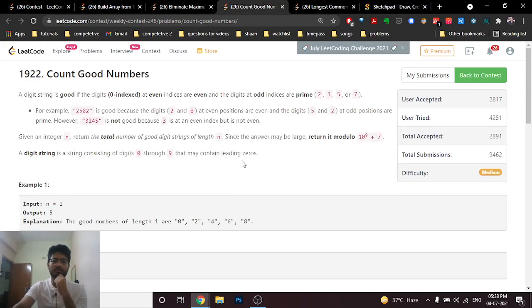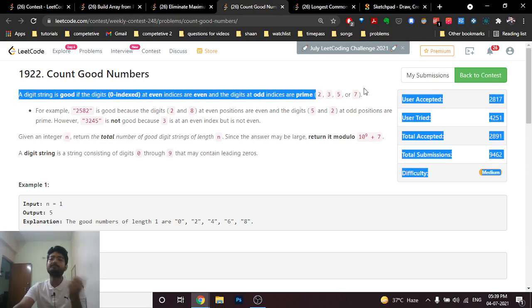The third problem is not too difficult. You just have to understand a basic type of combinatorics problem. It just tells you that you are given some n, and you have to make a number of size n, where the first index is 0, so there are n positions in that number, such that the even indexes should be even numbers and the odd indexes should be prime numbers.